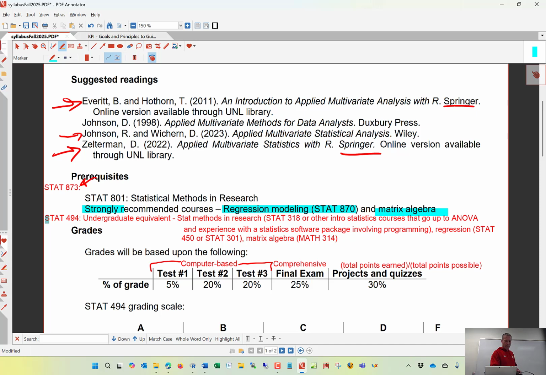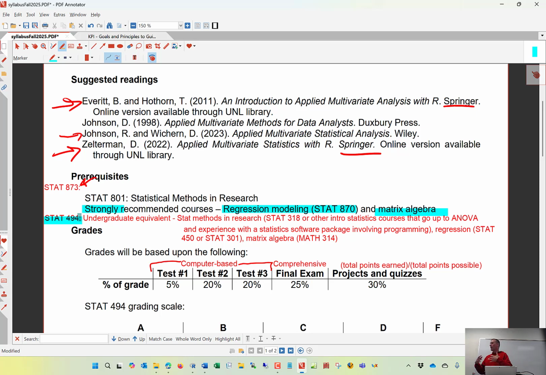Now, what about for Stat 494? Well, Stat 494 is actually a topics course, so there are not really listed prerequisites associated with it because it could be a variety of different topics.